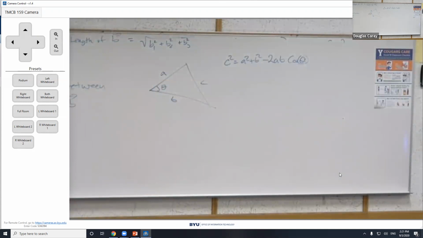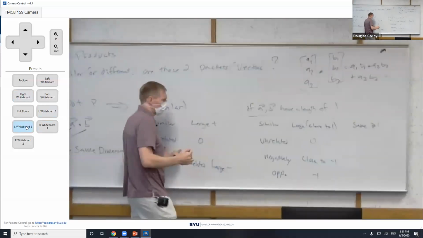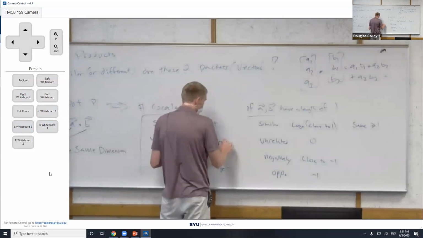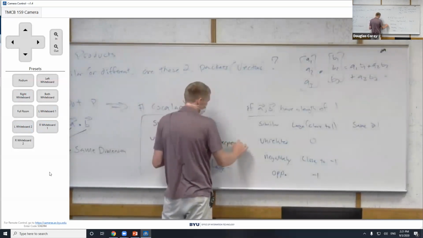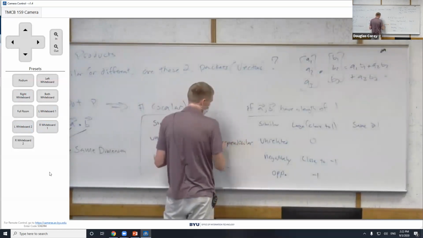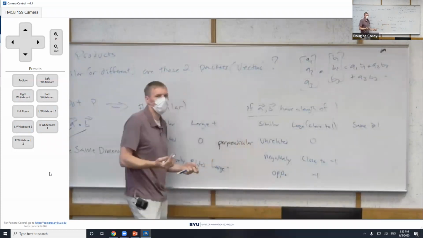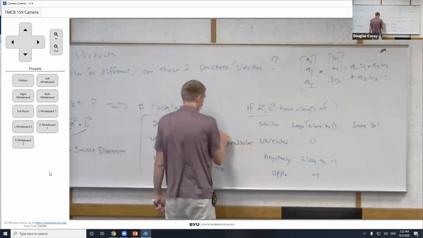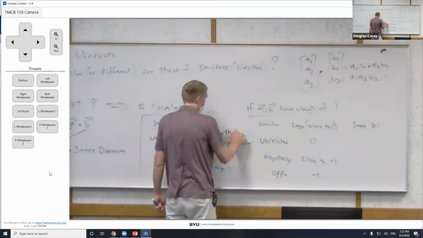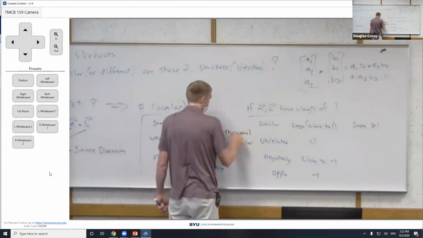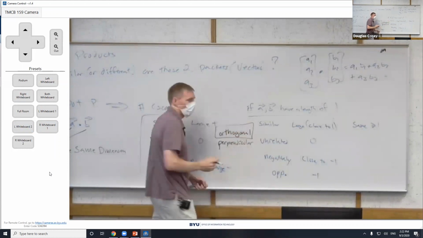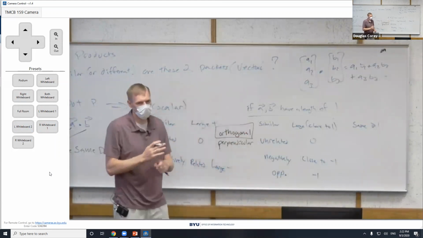What do I mean by unrelated here? When I say two vectors are unrelated, it's kind of a weird thing to say. What we mean geometrically is they're perpendicular. And we have a special name for perpendicular in this class: orthogonal. Orthogonal means perpendicular.